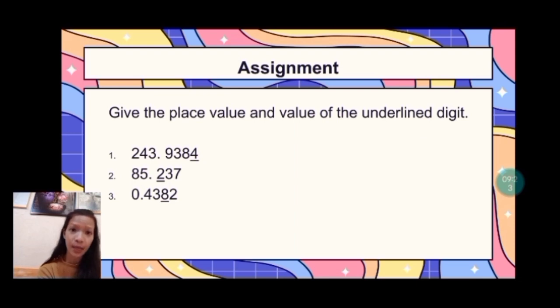Now for your assignment, give the place value and value of the underlined digit. Number 1, 243.9384. The underlined digit is number 4. Number 2, 85.237. The underlined digit is number 2. Number 3, 0.4382. The underlined digit is number 8.